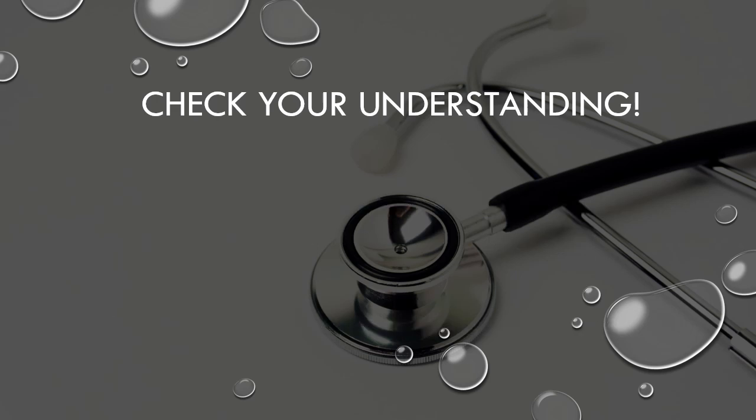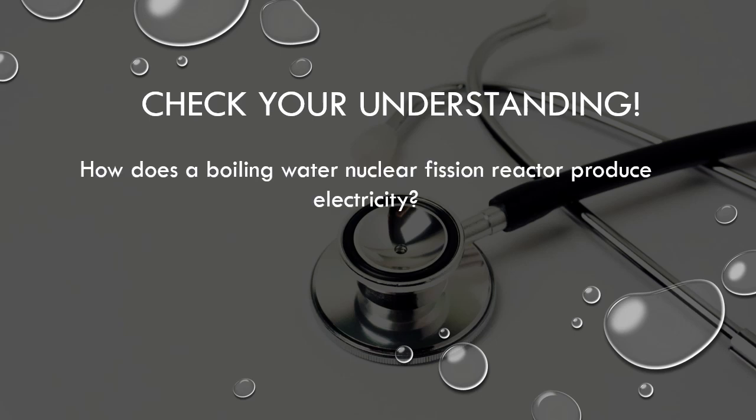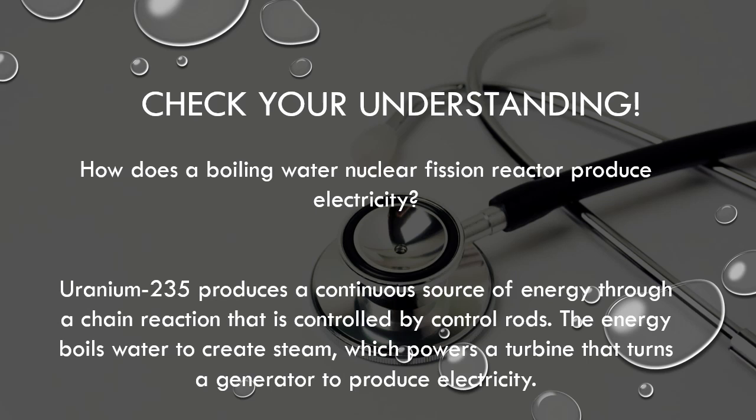Next question is, how does a boiling water nuclear fission reactor produce electricity? So the answer is, uranium-235 produces a continuous source of energy through a chain reaction that is controlled by control rods. The energy boils water to create steam, which powers a turbine that turns a generator to produce electricity.